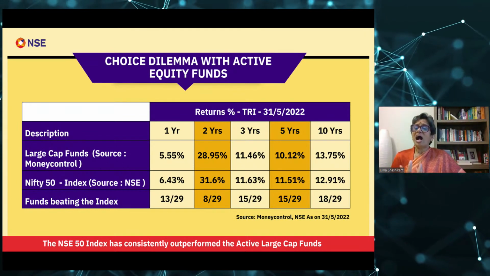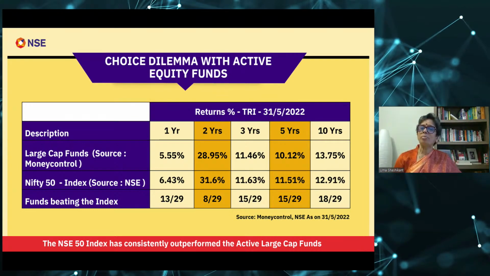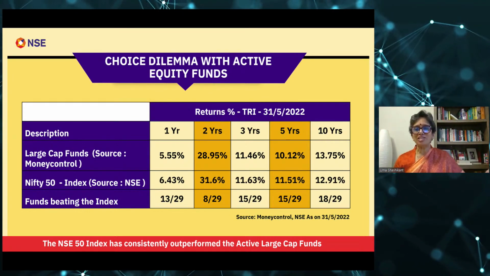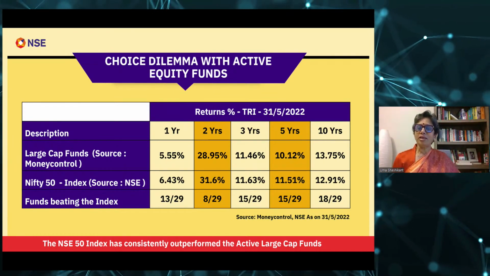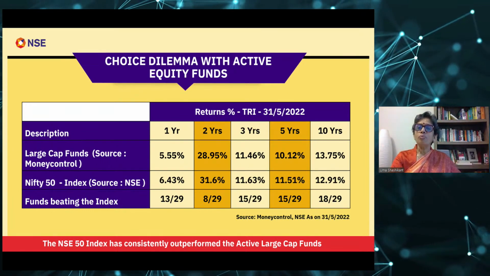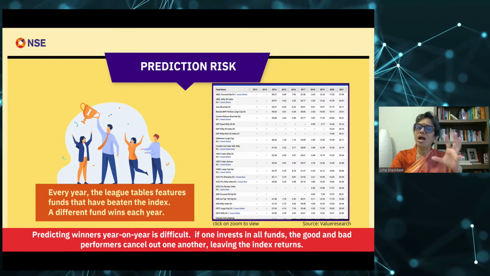So about half the number of active funds, large cap funds that are in the market, are doing better than the index. You don't know which one it is. And typically investors will buy last year's winners. Now, that can be actually a strategy that may not work, right? Something is doing well, then you go and buy it after the fact. So when you are choosing an active fund, you have this prediction risk.